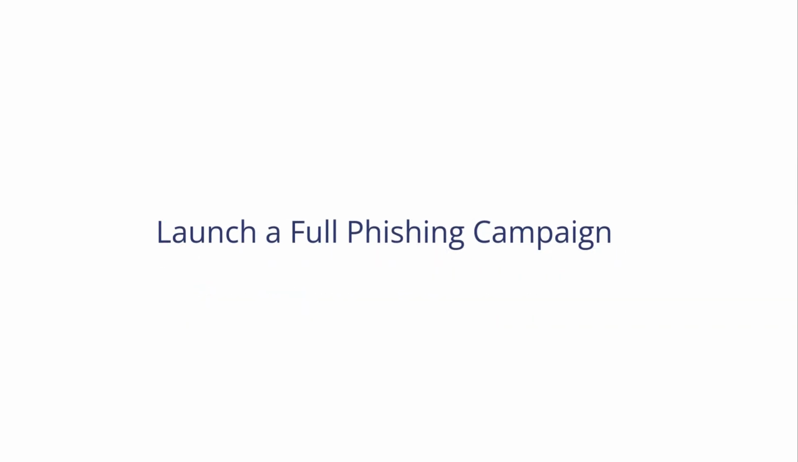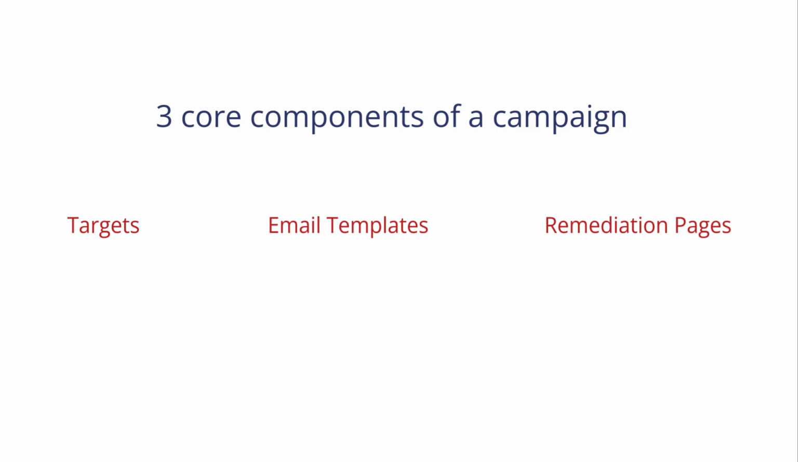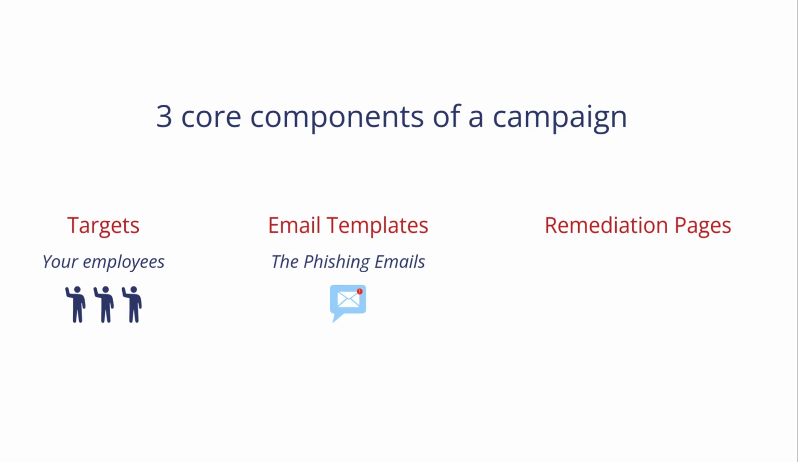Everything that you create in FishGrid comes together inside a campaign, and a campaign has three main parts: targets, email templates, and remediation pages. Targets are the people or groups that you want to test, and templates are the phishing emails that they will receive. A remediation page is the page that explains what just happened and teaches your employees how to avoid phishing or any other types of attacks in the future.